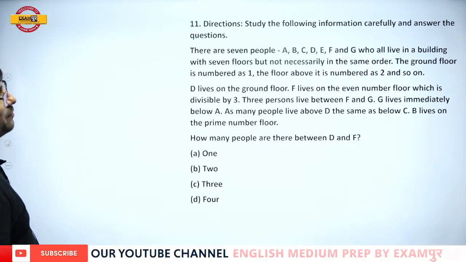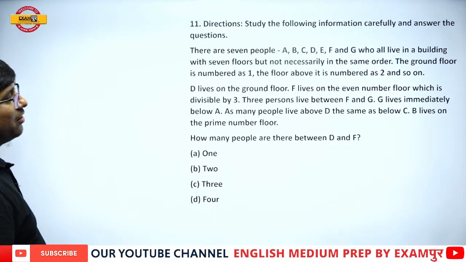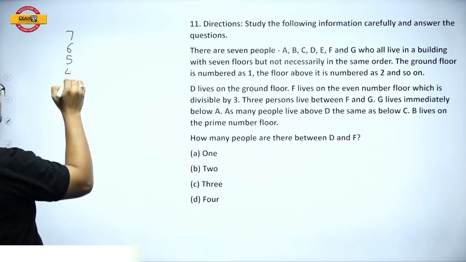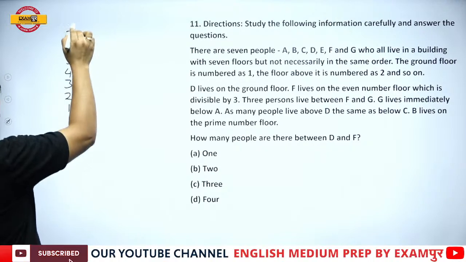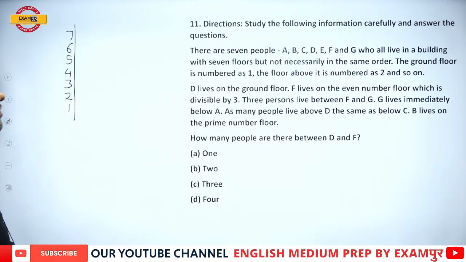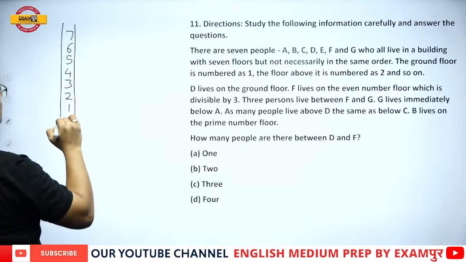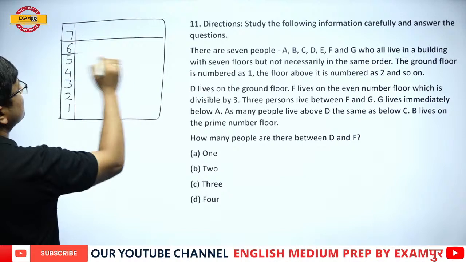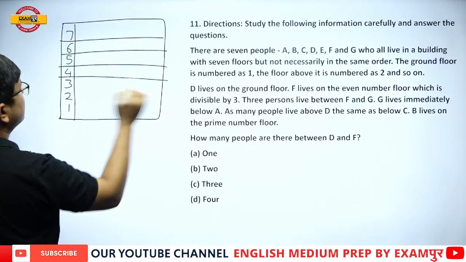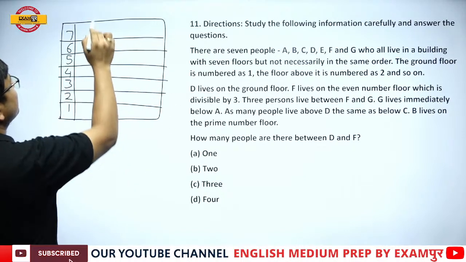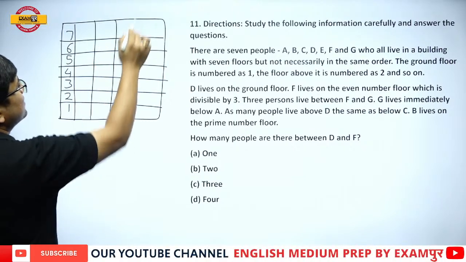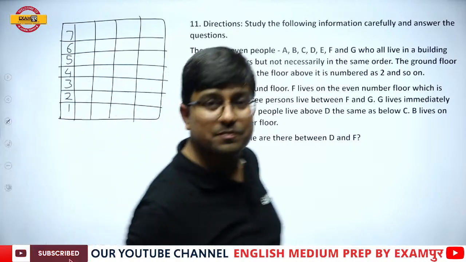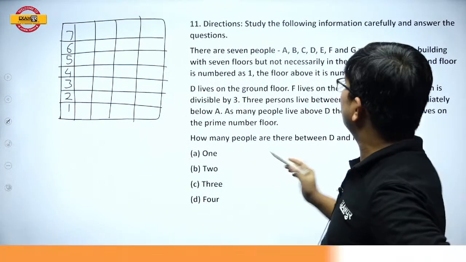See, there are seven people whose names have been given and they all live in a building with seven floors, but not necessarily in the same order, okay? So now, let us solve this. The first para always talks about the basic structure of the question, okay?